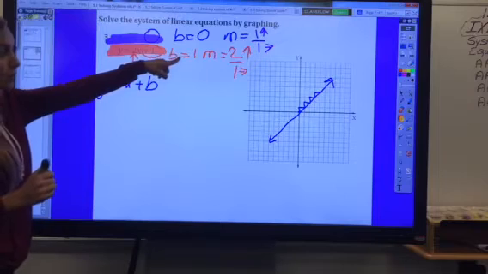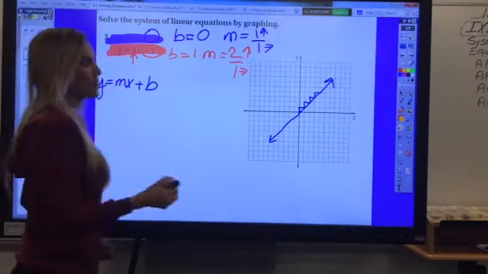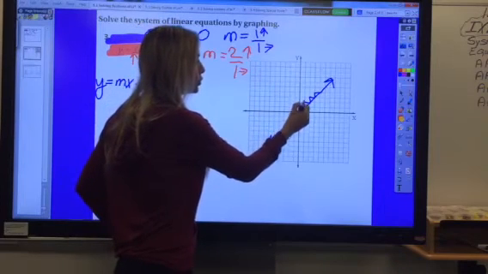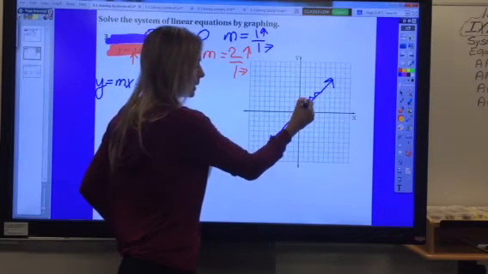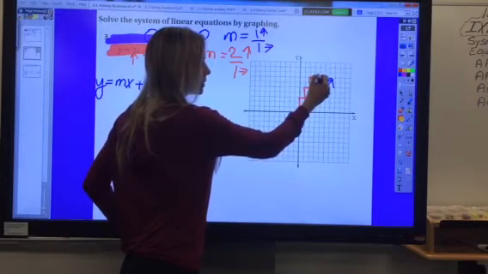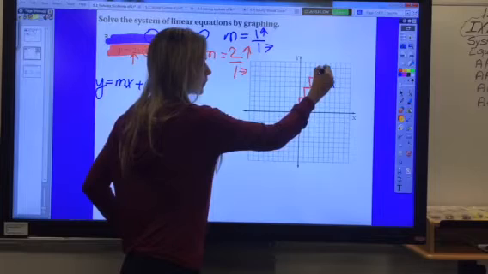So let's plot b, right? My y-intercept on the y-axis, which is over here. And from here I go 2 units up, 1 over. And 2 units up, 1 over. 2 units up, 1 over. So let me connect these points.